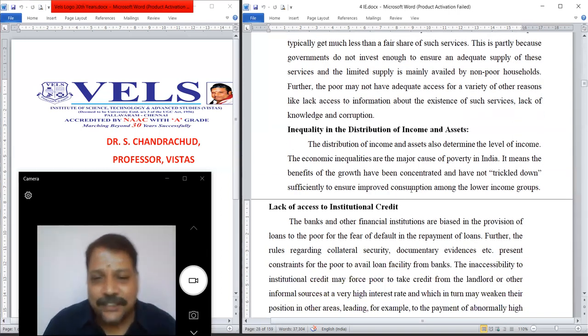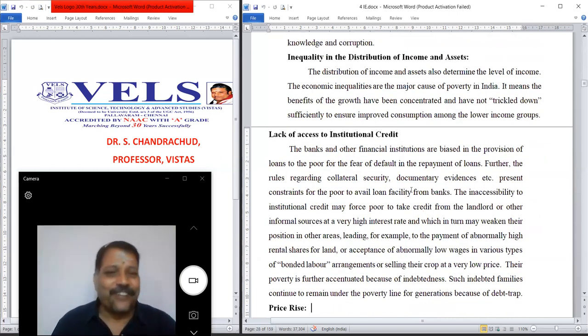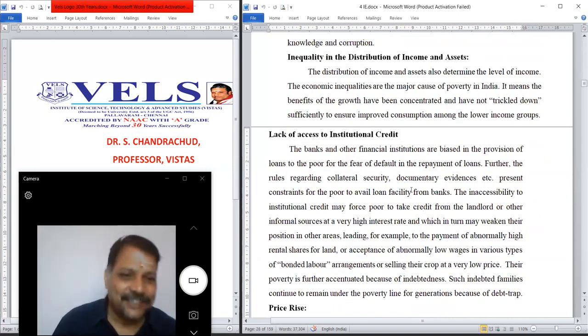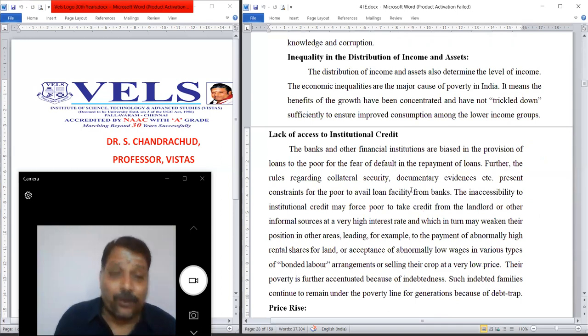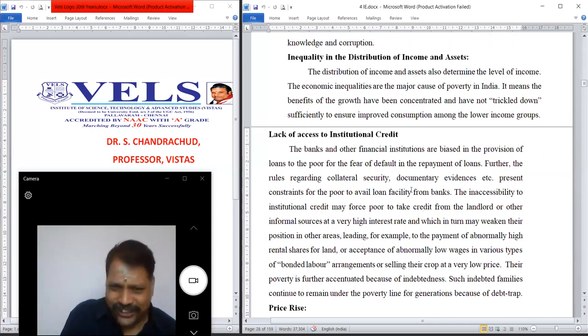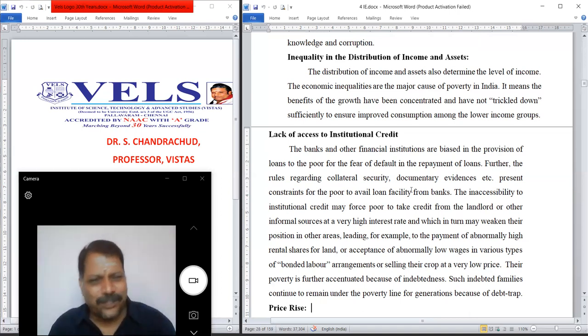The fifth reason for persistence of poverty is lack of access to institutional credit. The banks and other financial institutions are biased in the provision of loans to the poor for fear of default of repayment of loan. Further, because of the rules regarding collateral security or documentary evidence, those who are illiterate and those who are residing in rural areas are not able to avail the loan.